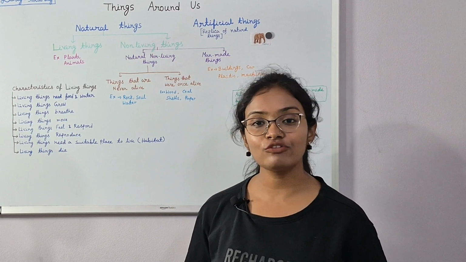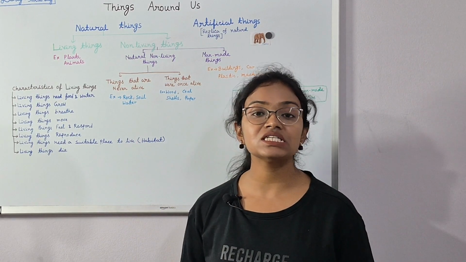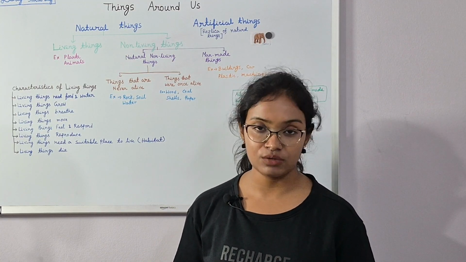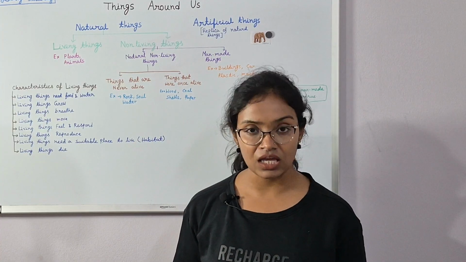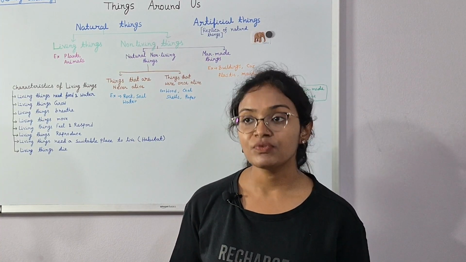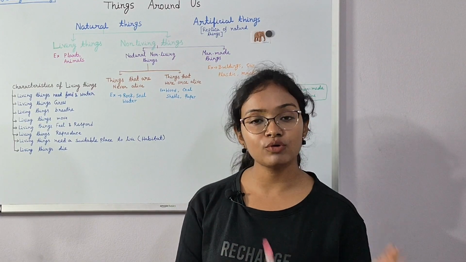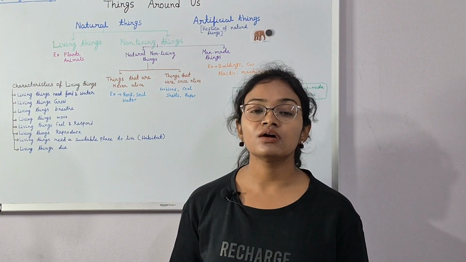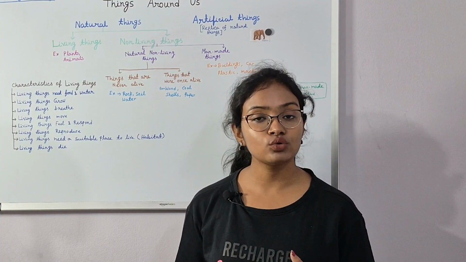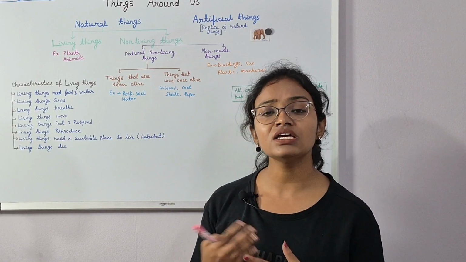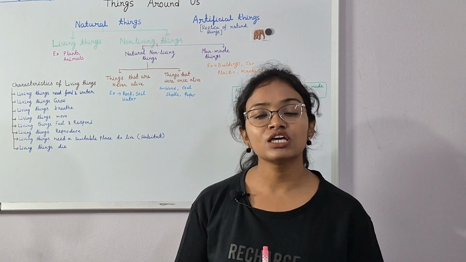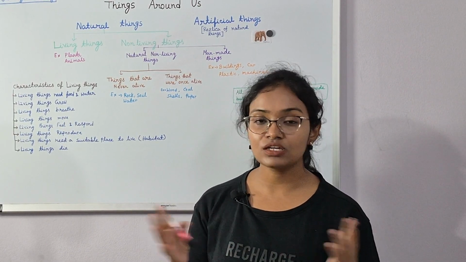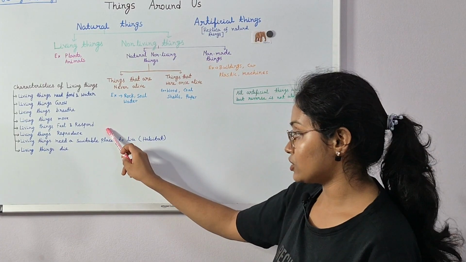Next point is living things reproduce. Reproduce means it is a process by which living things produce their own kind of individual. It is of different types in different animals or plants. Plants reproduce by seeds, but some plants can reproduce by vegetative parts like stem, root or leaf. And in animals also, some animals give birth to their young ones and some animals lay eggs. So there are different types of reproduction.